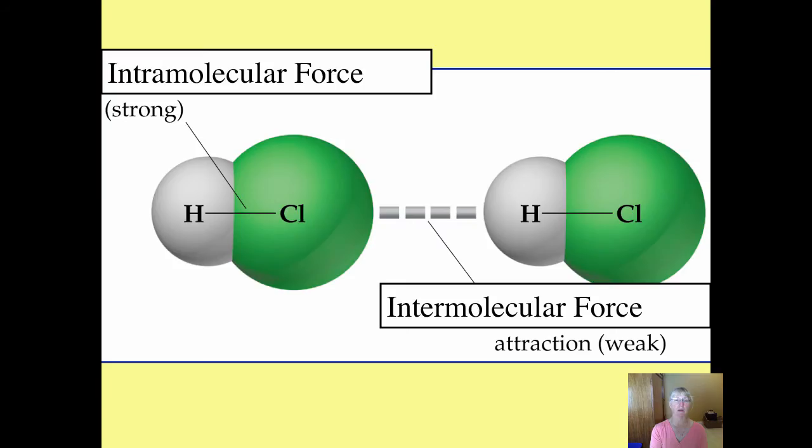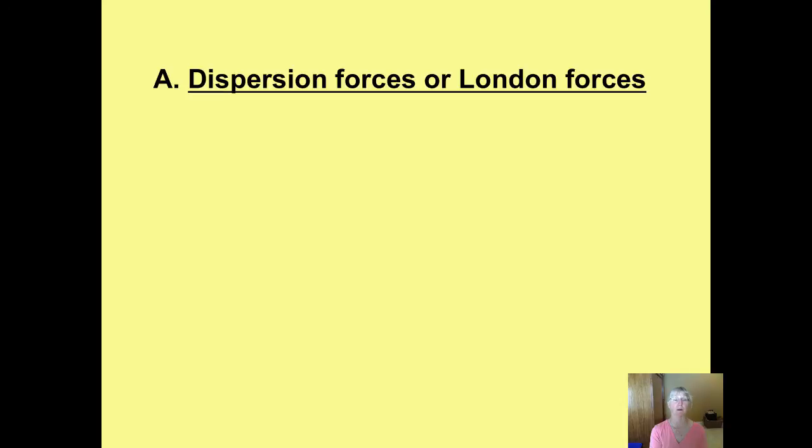So if we look at a picture of this, I think it will become quite clear. Notice that the intramolecular force is referring to a bond within, in this case, a molecule. But the intermolecular force is symbolized with a dotted line, and it represents a much weaker force of attraction between two different molecules. Now, intermolecular forces come in three flavors.